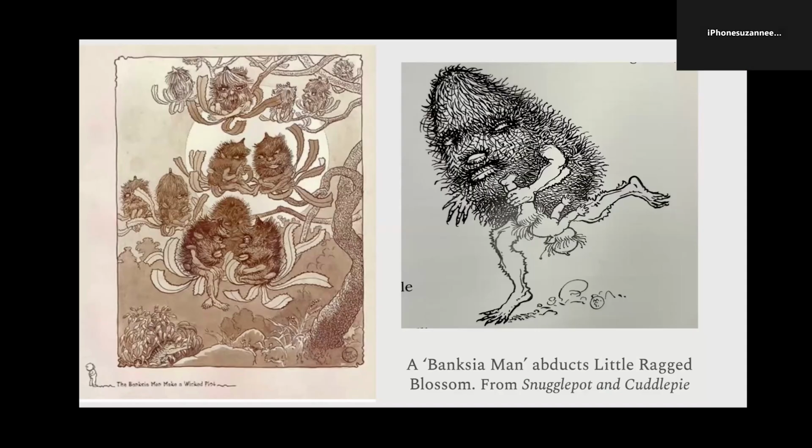The one on the left is a picture of the Banksia men sitting on the branches of the Banksia tree, hatching a plot. And the picture on the right is a Banksia man who's abducting a little child character and running away with her. That's from May Gibbs's book, Snuggle Pot and Cuddle Pie. We'll also see her next week because she invented characters based upon the eucalyptus seed capsules. She called them gum nut babies, so we'll see those pictures next week.